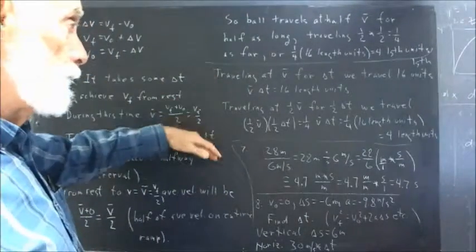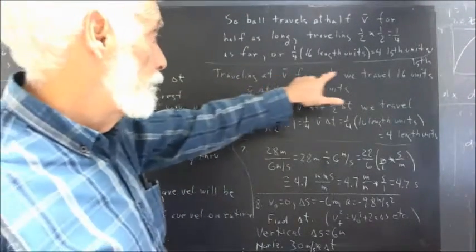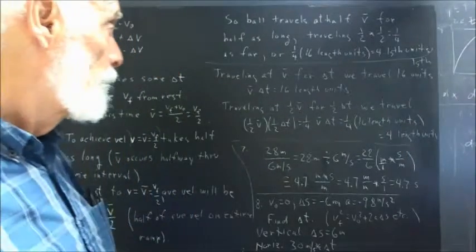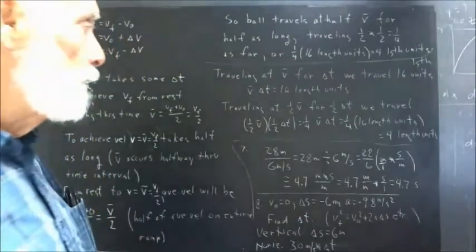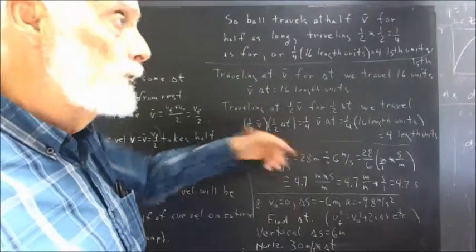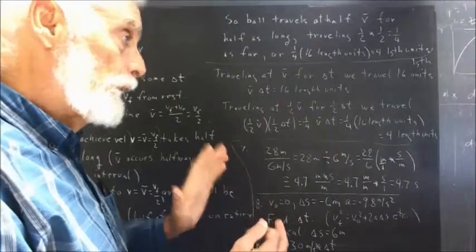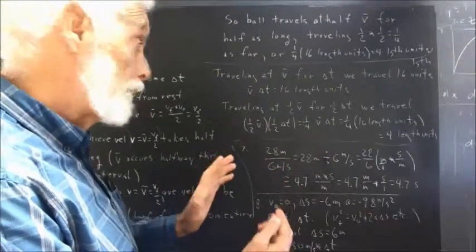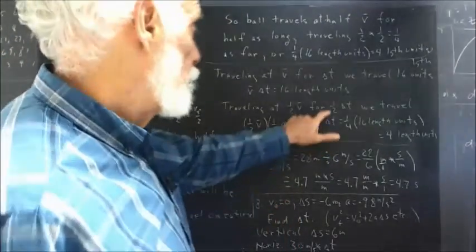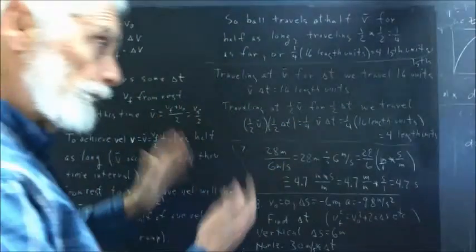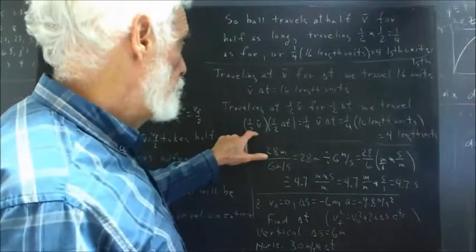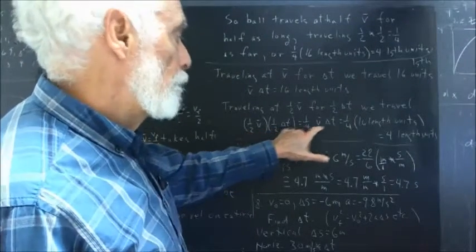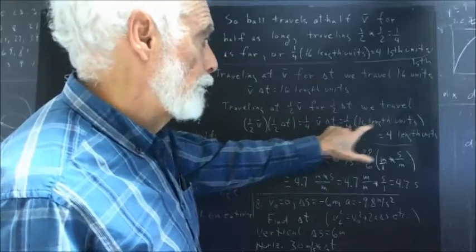Another way of saying it, traveling at V bar for delta t, we travel 16 units, so that V bar delta t is 16 length units. Traveling at half V bar, which is what we're going to travel for the interval where we only achieve V bar as the final velocity, for half the time interval, which is how long it takes us to achieve half the final velocity, we travel 1/2 V bar times 1/2 delta t, or 1/4 V bar delta t, 1/4 of our 16 length units, or 4 length units.